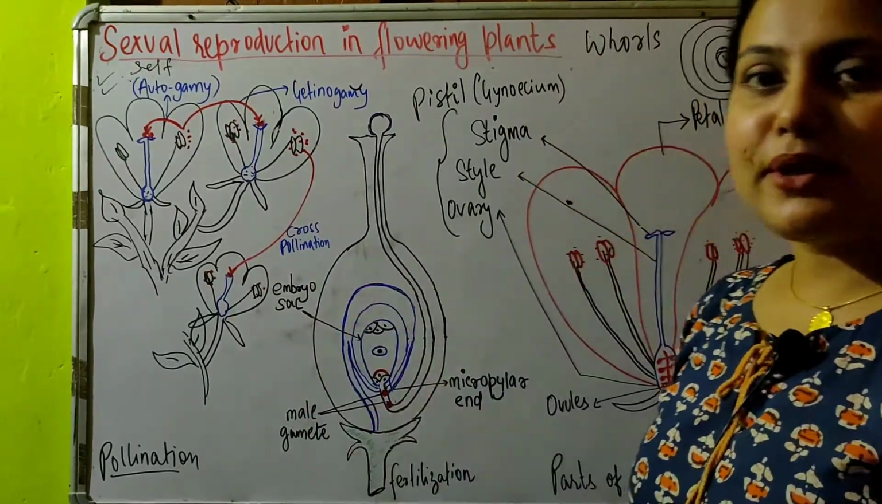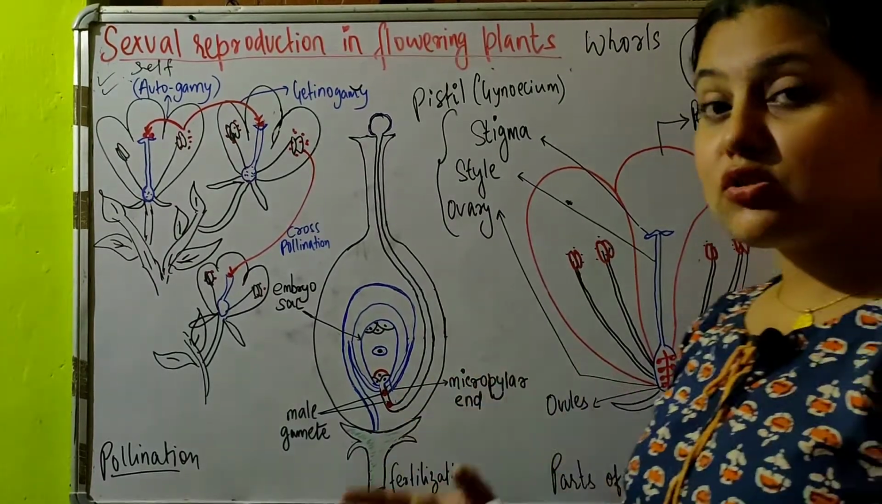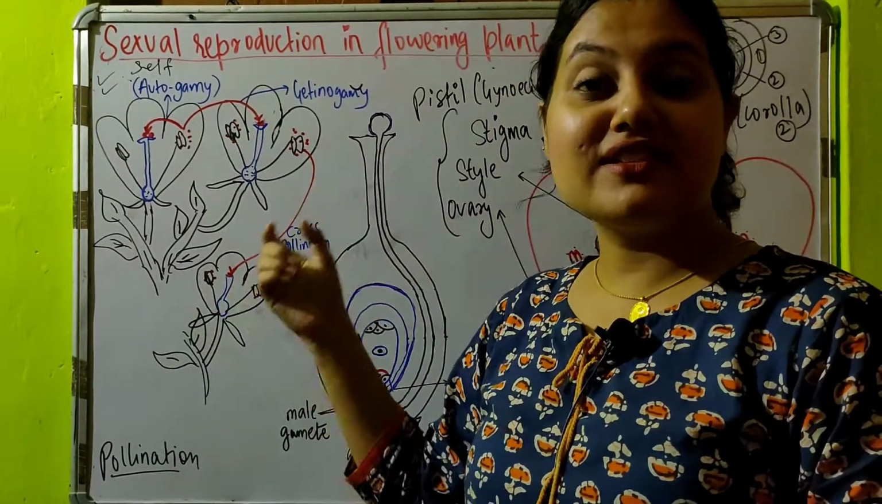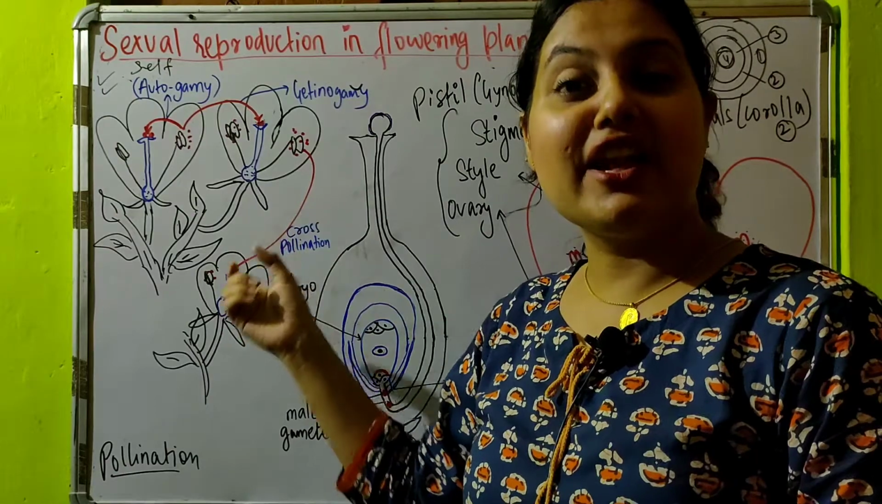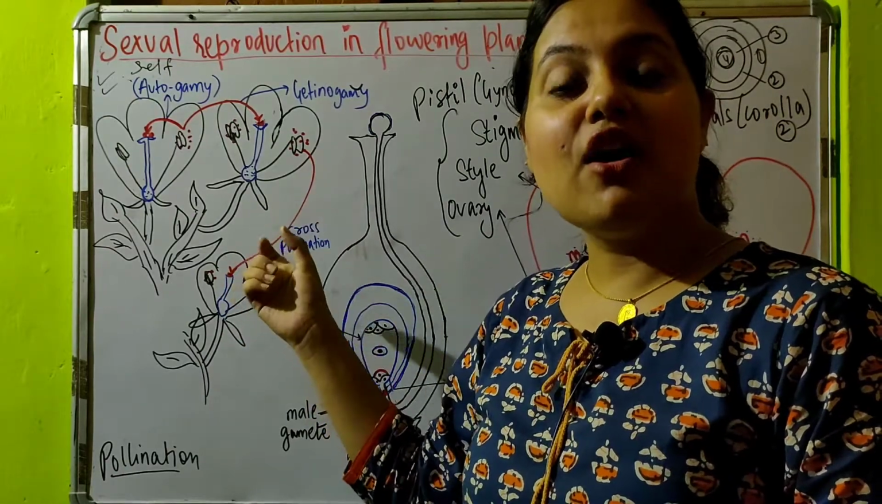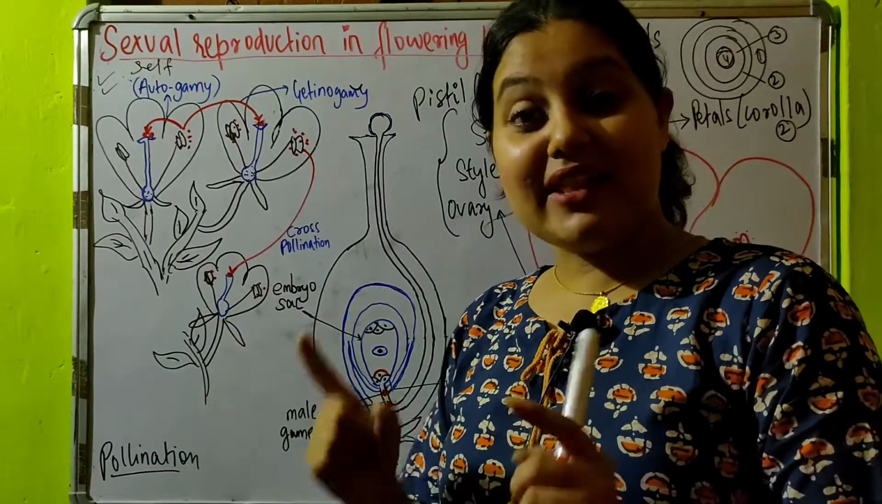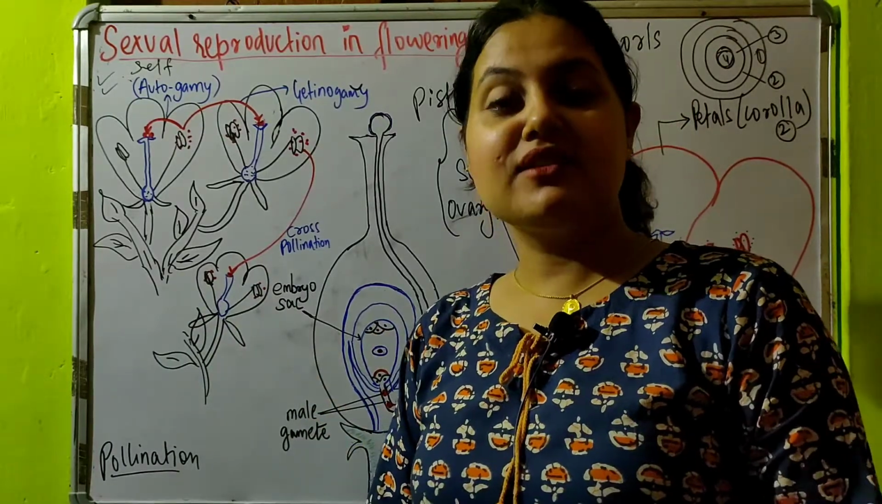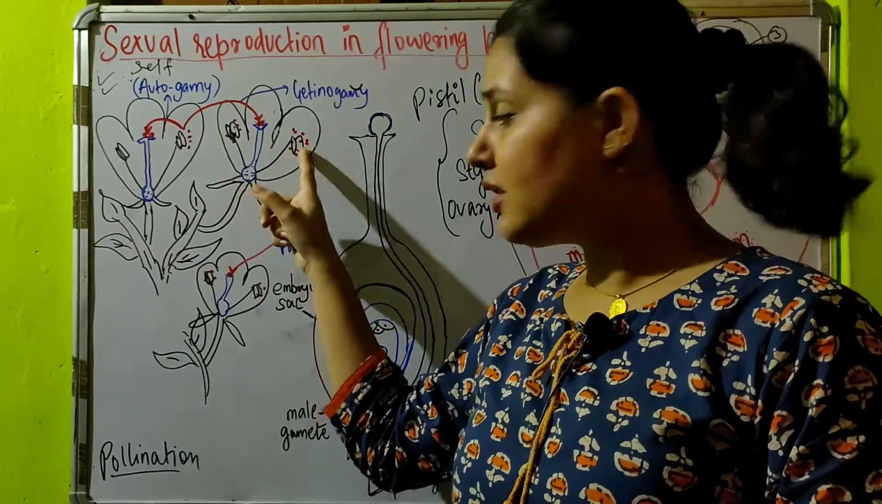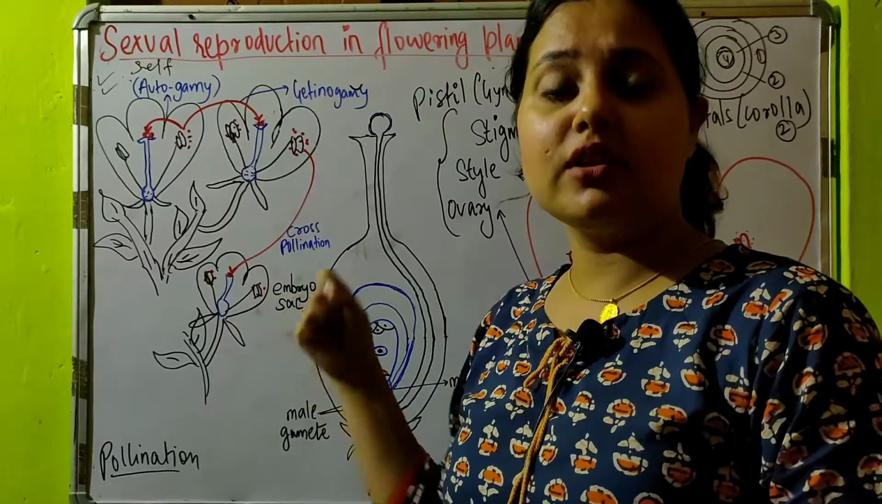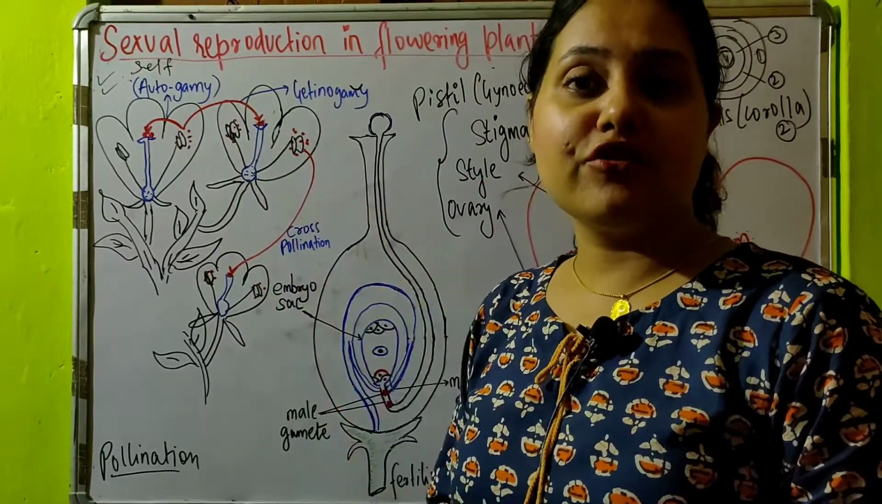Now coming to the cross pollination. What is cross pollination? Cross pollination is the transfer of pollen grain from anther to stigma of another flower of another plant. But that should be of the same species. That means if this is hibiscus, these also should be hibiscus, then only the pollination is possible.